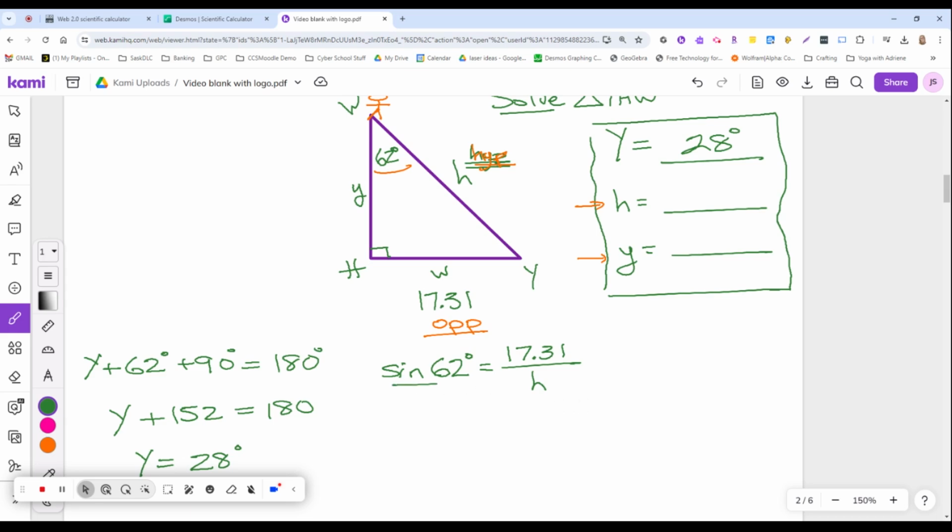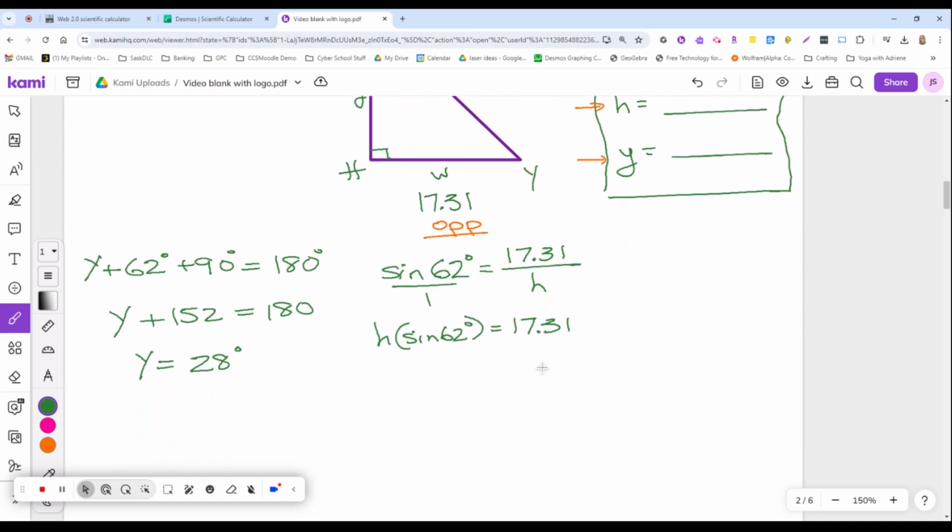Since our variable's in the bottom, I recommend putting this over 1 and cross multiplying. So we have H times sine of 62 equals 1 times 17.31, which is just 17.31. Now to finish solving this, I need H by itself, so I'm going to divide by sine 62. Anything I do to the left side, I have to do to the right side.